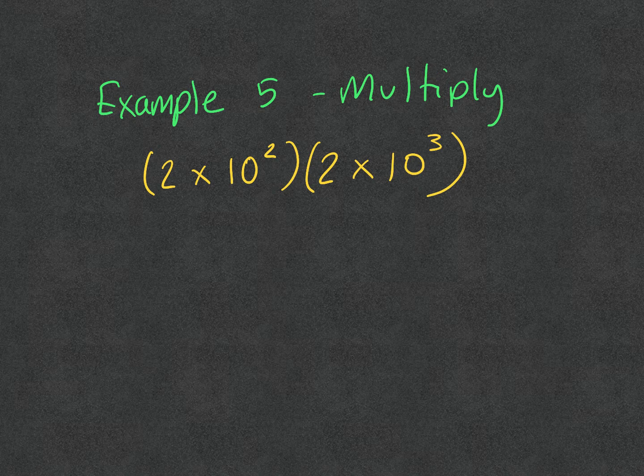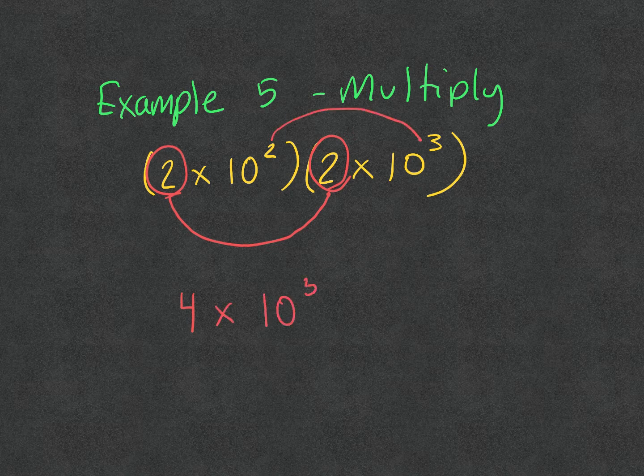So with multiplication, it's actually pretty fun. You're really just multiplying that first number times the other first number. So my 2 times 2, we all know that that is 4. So 2 times 2 gives me 4. And then you are adding your powers. So you would say 2 plus 3 gives you 5. So this would be 4 times 10 to the 5th. As long as this first number is between 1 and 10, that is your answer.